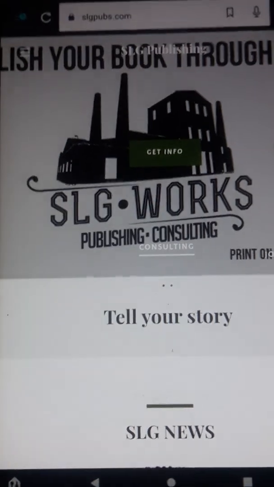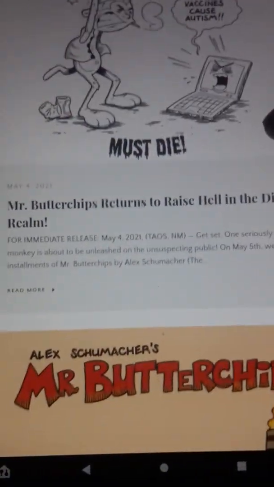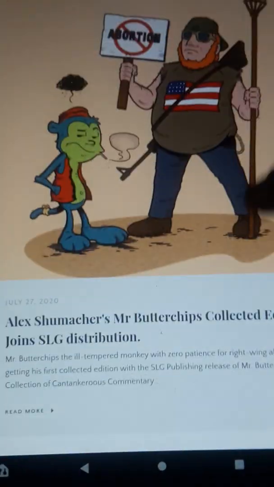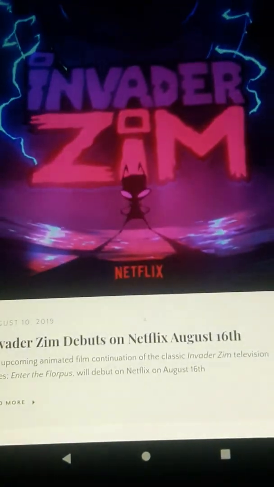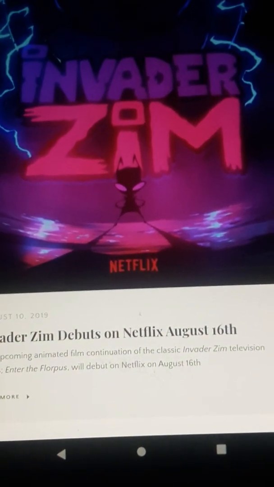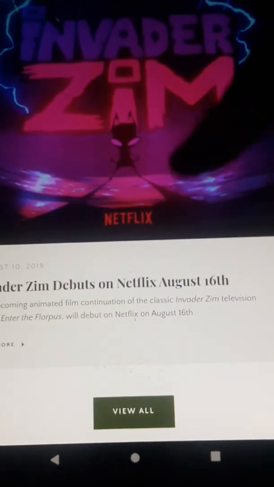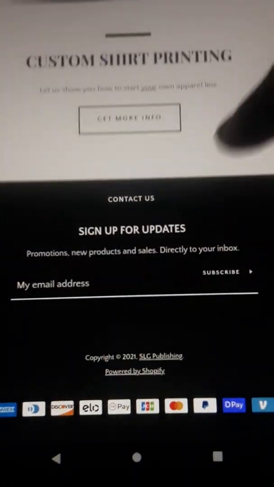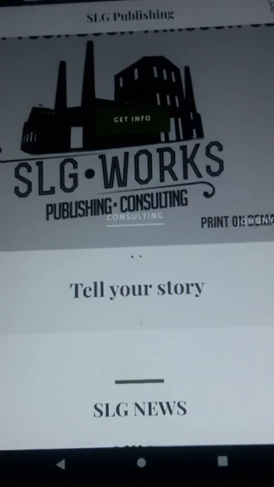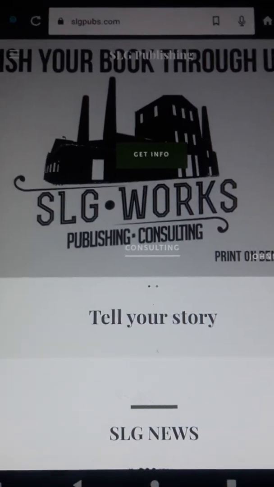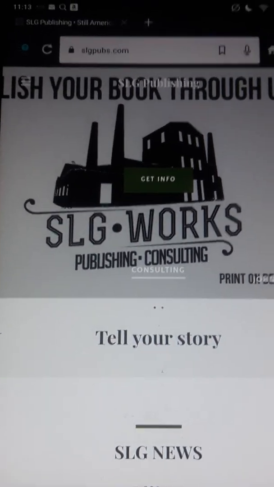Now this is, I'm not sure exactly what happened. I guess you can figure it out. Mr. Butterchips. This is the stuff they do now. No really big IPs. I don't know what this is, if they have something to do with this or not. Invader Zim. So that's what they're doing. They went really low budget. I don't know if it's money, if it was time, if it was creative differences.